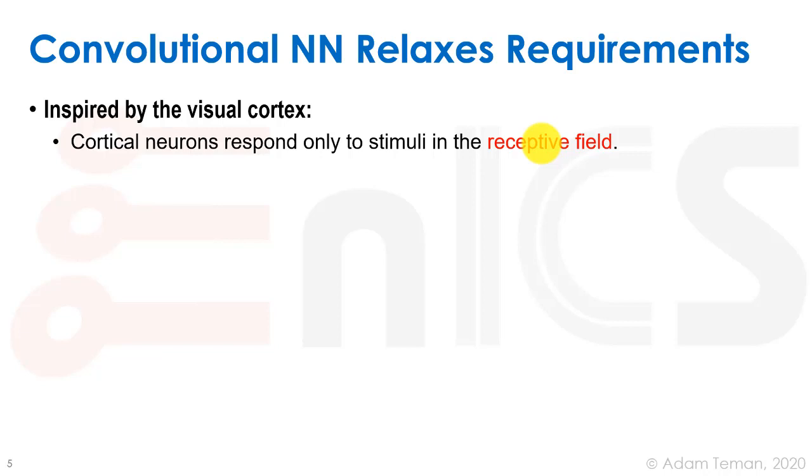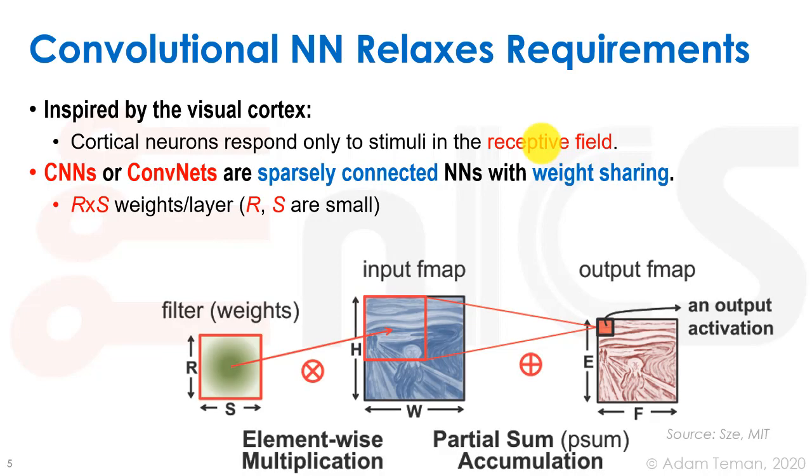So instead of that, we take the convolutional approach. Convolutional neural networks relax the requirements. This is lightly inspired by the visual cortex, where cortical neurons respond only to stimuli in the receptive field. So basically, we're going to only look at the receptive field and not look at the entire image or the entire input at once. These CNNs, also called ConvNets, are basically sparsely connected neural networks.